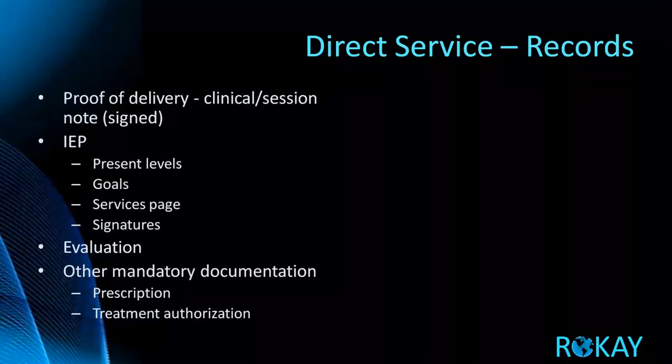Now, if this is direct service coming from services listed on a student's IEP, they'll want to see information from that IEP. They'll want to see the services page and the signatures and the goals and the present levels. I'm going to talk a little bit about free care near the end of the presentation, where they might be looking at services that are not listed on a student's IEP, and we'll talk about that. But for now, since this historically is kind of what they're looking for, this is the kind of information you need to have available from the IEP.